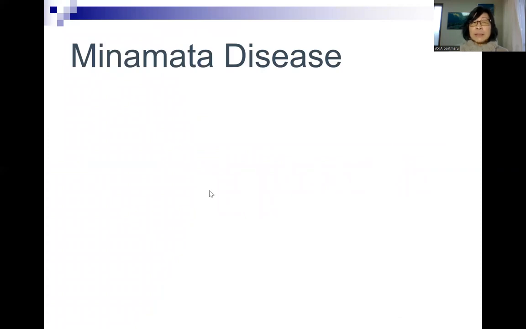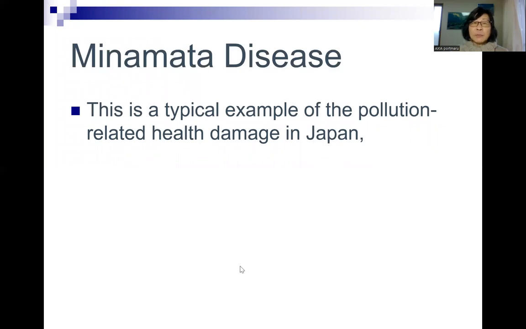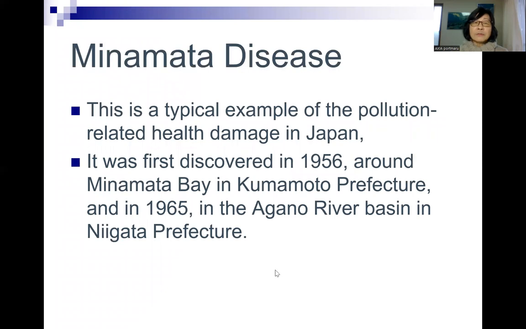Now let's see about Minamata disease, another serious problem of chemicals. This happened in Japan, on the southern island of Kyushu, Kumamoto Prefecture. This is a typical example of pollution-related health damage in Japan. It was first discovered in 1956 around Minamata Bay in Kumamoto Prefecture in Kyushu, and in 1965 in the Agano River Basin in Niigata Prefecture, on the mainland of Japan. So we can see that they didn't learn anything from this accident and repeated the same type of accident.